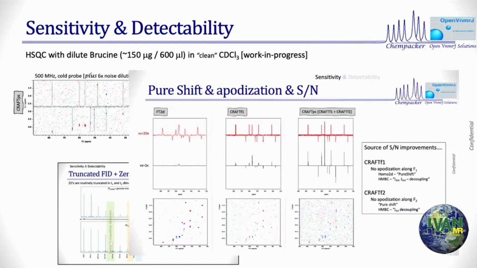What more do I want to say in this? The source of this signal is not that I did something. The source of this signal improvement, even signal-to-noise improvement, is because of no apodization. No apodization in homonuclear 2D, you get a pure shift for free in that dimension. In HMBC type, you get decoupling of heteronuclear coupling constant, homonuclear coupling constant, all of them in one shot. You get all that benefit. In Kraft F2, on the other dimension, no apodization. Pure shift. HMBC is decoupled.